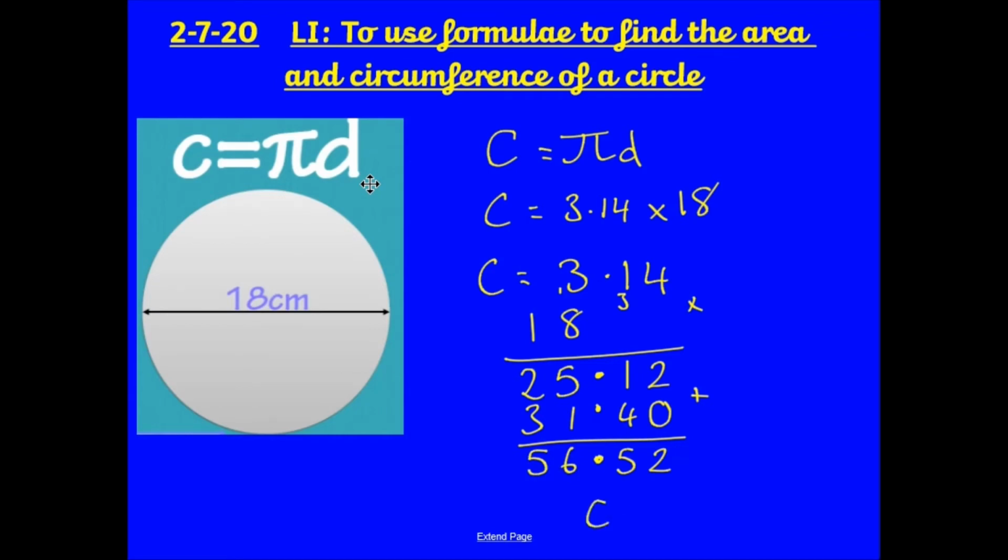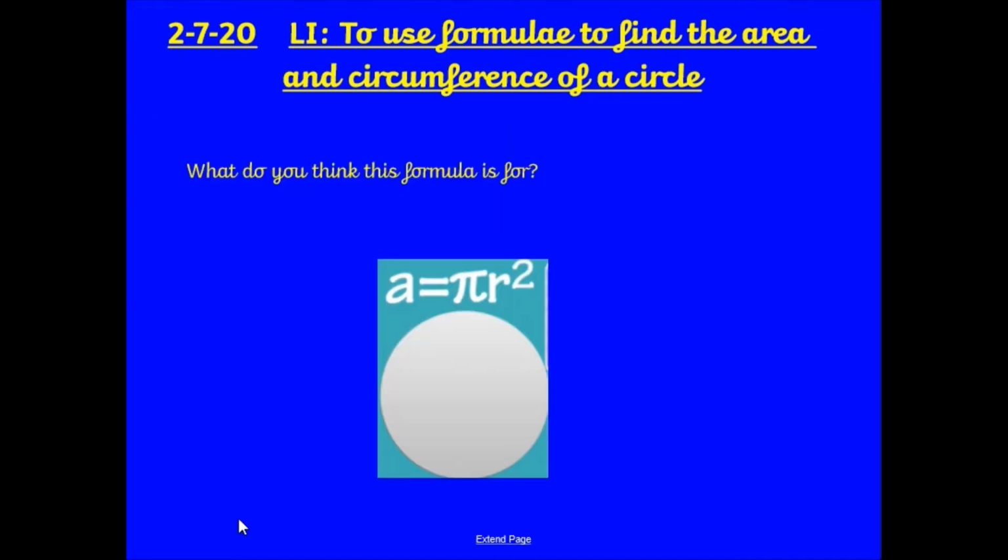56.52. So the circumference is equal to 56.52 centimeters. And there we go. That's how I work out the circumference of a circle. Remember, that is a distance around the outside edge.